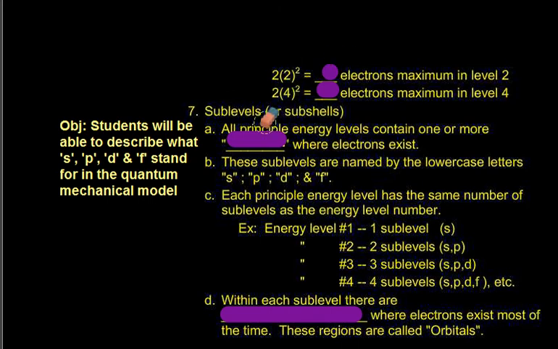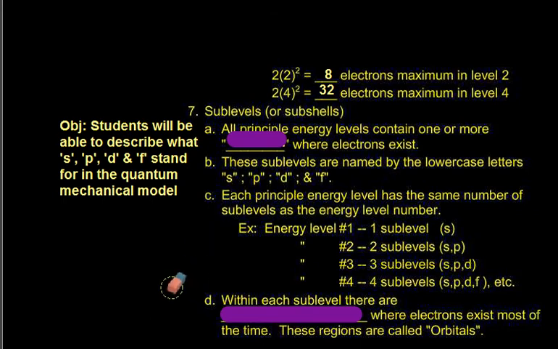Energy level 2 will result in 2 times 2 to the second power. How many would that be? That would be 8 electrons. In the fourth energy level, it's going to be 2 times 4 to the second power. 4 squared is 16, times 2 is 32. So there will be 32 maximum electrons in the fourth energy level.